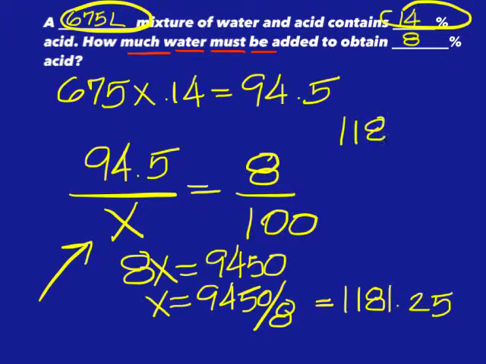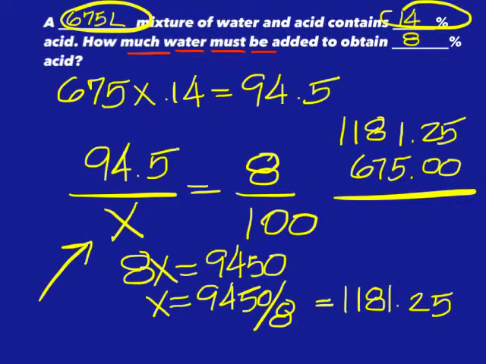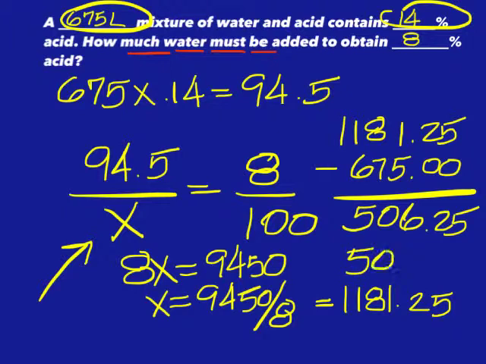Now this represents the new total. So if we start with the new total and subtract what we started with, 675, then that should tell us how much water was added. And we come up with 506.25, but if we're rounding to the nearest liter, that should be 506 liters of water.